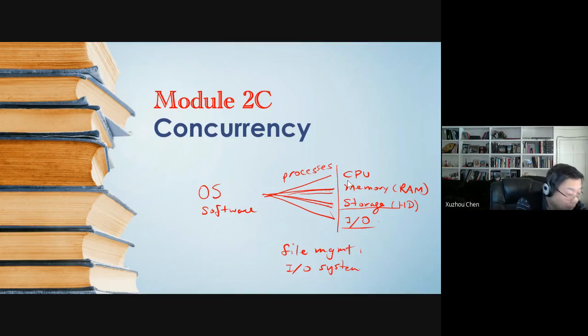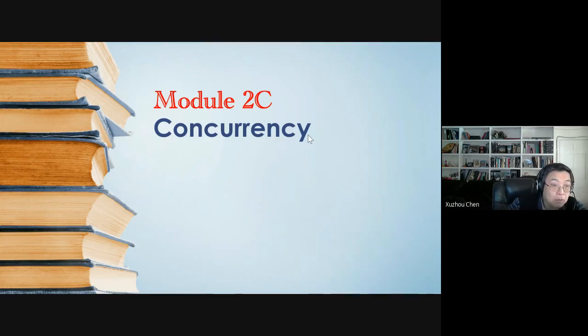Now, today we're going to discuss more about concurrency. So the processes can coexist, and they share the computer CPU by using various different techniques.